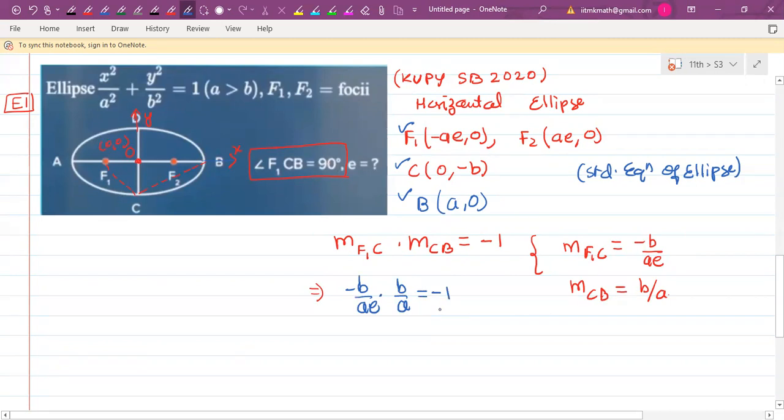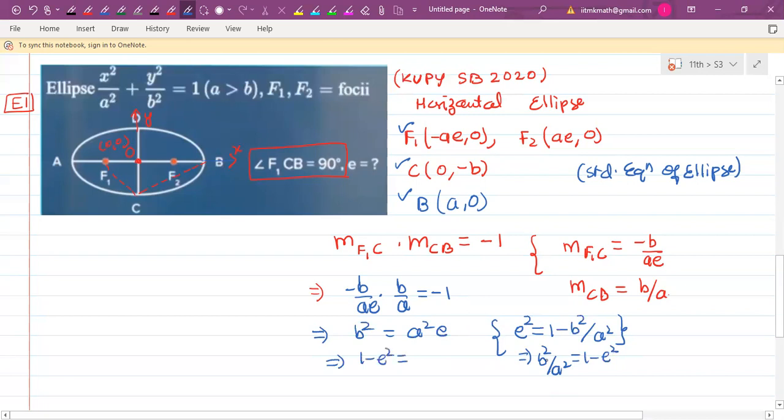Now you can consider these things as a hint and pause the video and solve it yourself. This will be a good exercise for you. Okay, now you simplify this. You will get B square is equal to A square E. And for the horizontal ellipse, you know the formula of eccentricity: E square is equal to 1 minus B square upon A square. So you simply replace this. You will be getting from here B square by A square is equal to 1 minus E square. So 1 minus E square is equal to E.